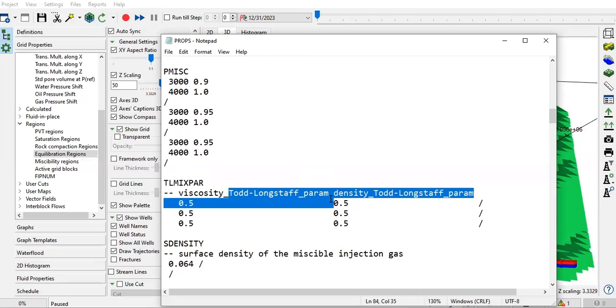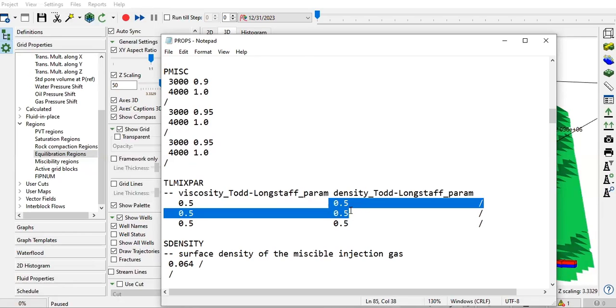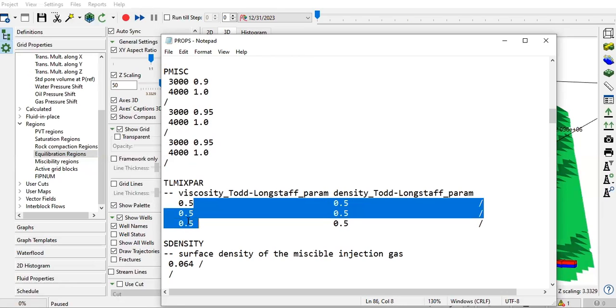Okay, so you have the first column there, the Todd Longstaff mixing parameter for the viscosity correlation calculation, and this is the parameter Todd Longstaff. That's the technique of this calculation that we will use. The mixing parameter 0.5 for the density calculation. So this one is for viscosity calculation, that one is for density.